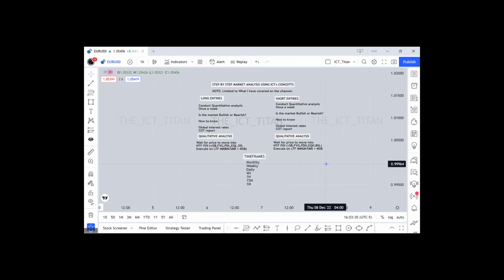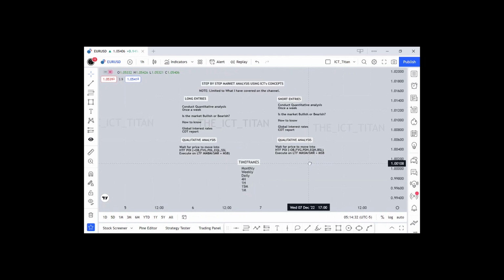So this is basically what you look for, and after mastering this and the concepts that we assumed, putting them all together gives you accurate trade entries.